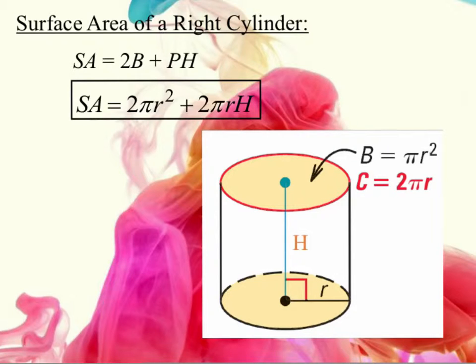So the area of the base is pi r squared, and then we multiply that by 2, and we get 2 pi r squared. And then the perimeter of one of the bases is, remember, circumference is the distance around a circle. We don't call it perimeter, we call it circumference, so that equals 2 pi r. And we're going to multiply that by h, and that's the height of the cylinder.